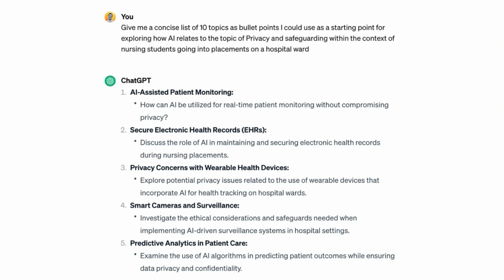Another one: give me a concise list of 10 topics as bullet points that I could use as a starting point for exploring how AI relates to the topic of privacy and safeguarding within the context of nursing students going into placements on a hospital ward. Okay. Now, this gives me a load of stuff. Some of this, I think for all of us, we might not be in this context, but we would probably all find something of unique interest to us.